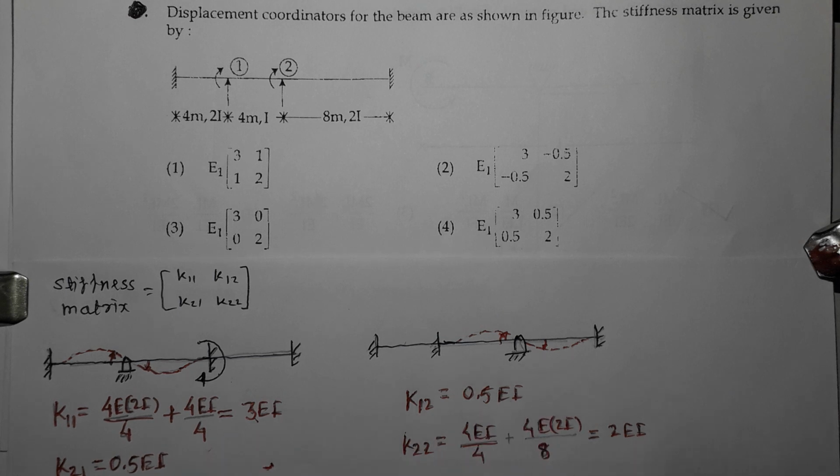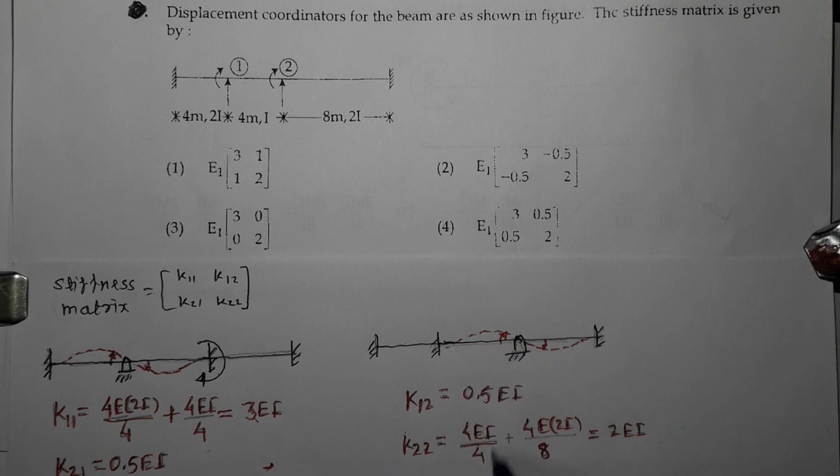Similarly, in the second case, what I am doing is locking all the rest of the supports, and I am giving a unit rotational displacement at position or coordinate number 2. So when I give a unit displacement at this position, the total force or total moment required to produce unit displacement at this support will be 4EI upon L for the left part plus 4EI upon L for the right part at this position.